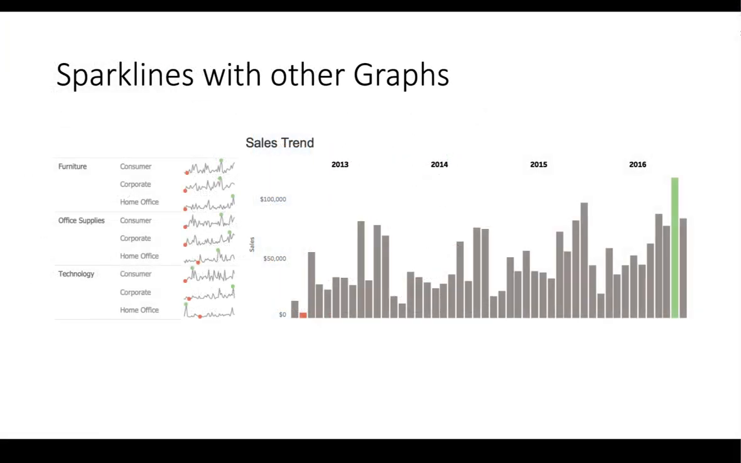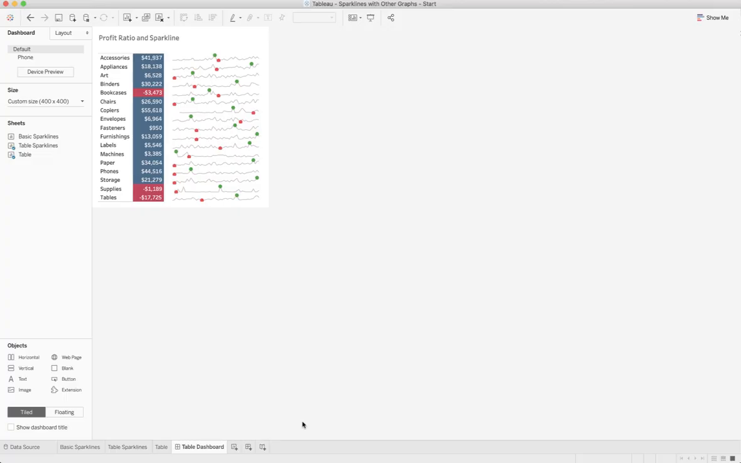So now we're going to build something a little bit more complex. We're going to have our sparklines with a table, and then we're going to have that table work interactively with another graph, which is this sales trend graph. All right. So let's go back to Tableau.